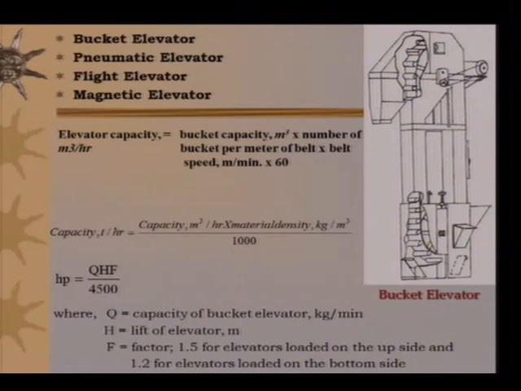Horsepower required to operate the bucket elevator can be calculated as QHF divided by 4500, where Q is the capacity of the bucket elevator in kg per minute, H is the lift of the elevator in meters, and F is the factor. The F factor varies from 1.2 to 1.5 depending on which side you are loading material.